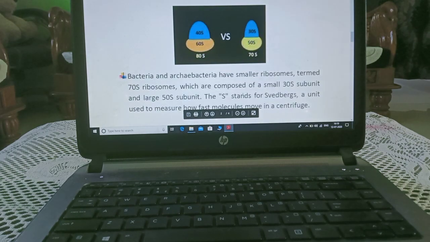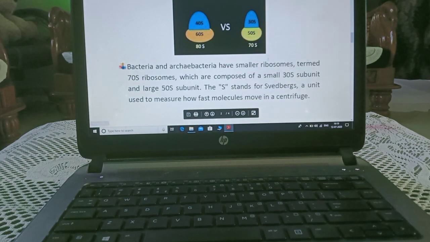Now we will understand the difference between 80S and 70S ribosome. You might have studied this in 10th standard also. Now we will understand it a little bit deeper. Bacteria and archaebacteria have smaller ribosomes which are known as 70S ribosomes, which are composed of a small 30S subunit and a large 50S subunit.